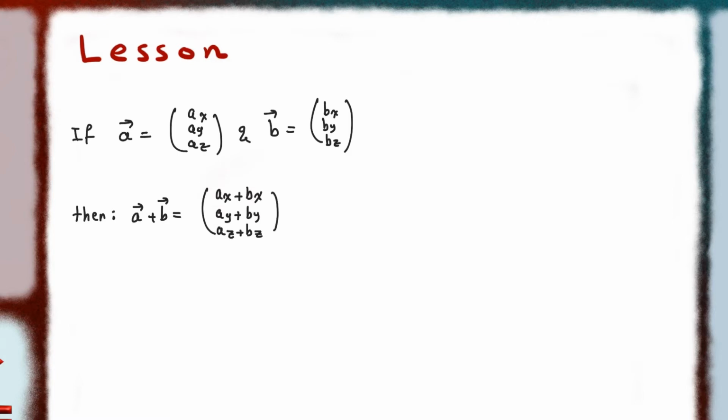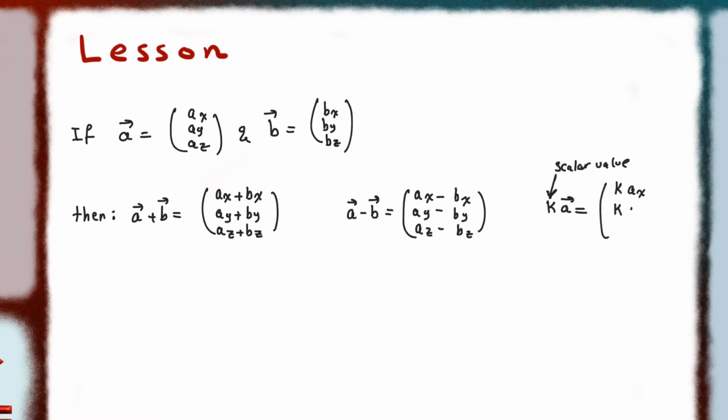So if you have vector A with components ax, ay, and az, and vector B with components bx, by, and bz, then when we add the two vectors, the resultant x component is going to be ax plus bx, y component is ay plus by, and z component is az plus bz. When we subtract two vectors, x component is ax minus bx, ay minus by, and z component is az minus bz. Finally, if we were to multiply k by vector A, and k is a scalar value, then the x, y, and z components are going to be multiplied by that scalar value.